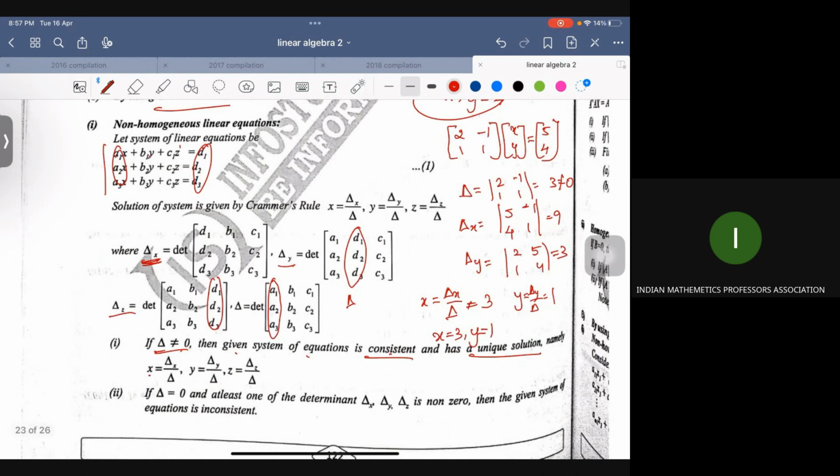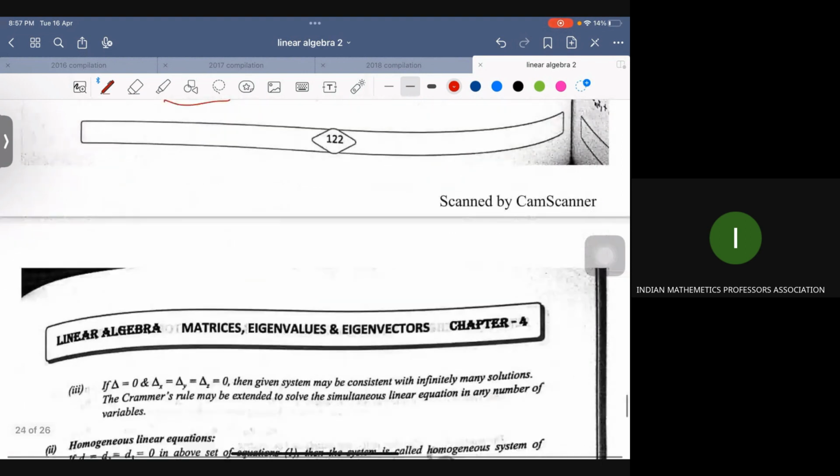If del is not equal to 0, as here, then we are able to obtain the unique solution. If del is equal to 0 and at least one of del x, del y and del z is non-zero, then the given system of equations is inconsistent.